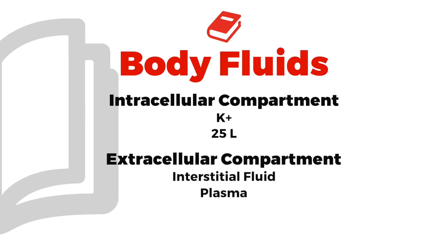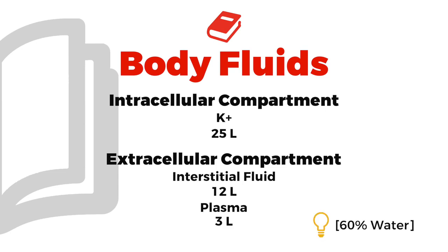So most of the fluid is found in the intracellular compartment, okay? In the extracellular, interstitial fluid is about 12 liters, plasma is 3 liters. So I would just make sure that you know the fluid amounts there. Otherwise, water, 60% of our body is composed of water, and that's in the box. So let's keep perusing down.